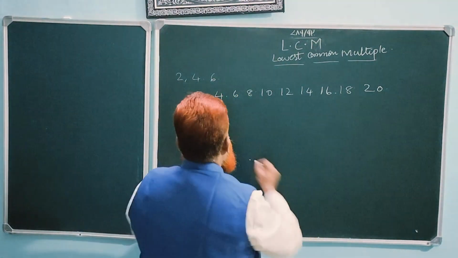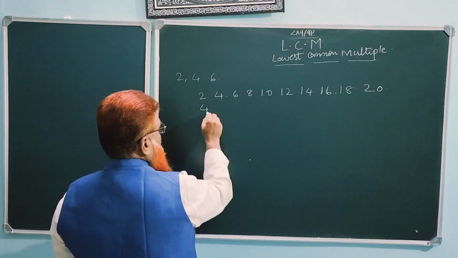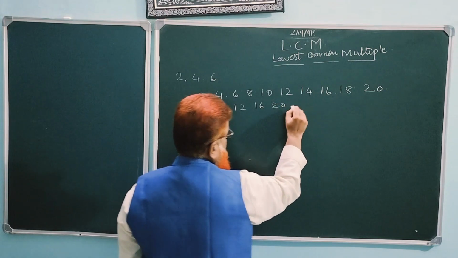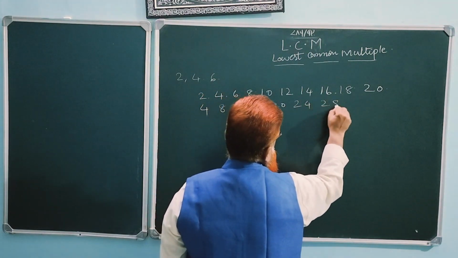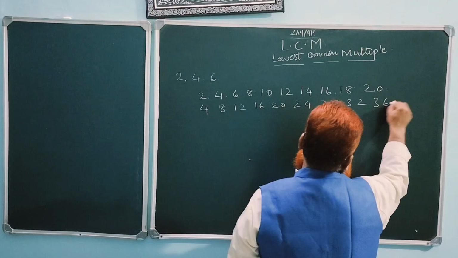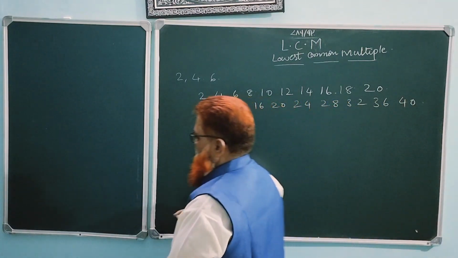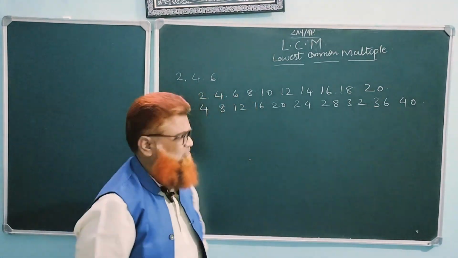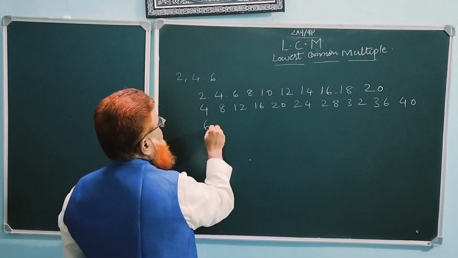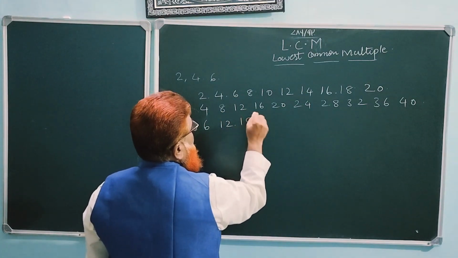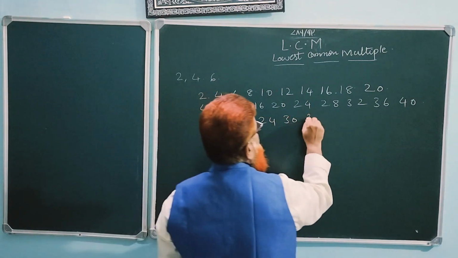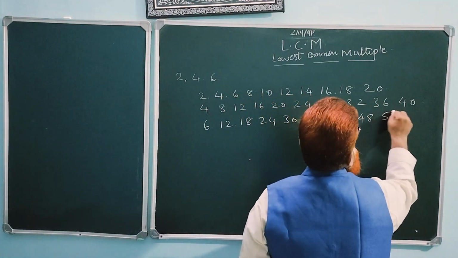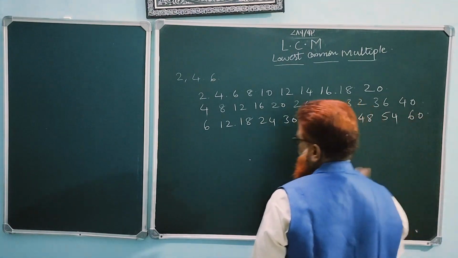Now write the multiples of 4. 4 1s are 4, 4 2s are 8, then 12, 16, 20, then 24, 28, 32, 36 and 40. So these are the multiples of 4. I have written the multiples up to 10 times for each number. Now the next number is 6: 6, 12, 18, 24, 30, 36, 42, 48, 54, 60.